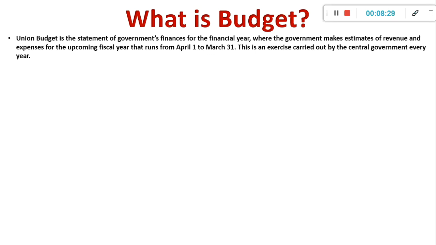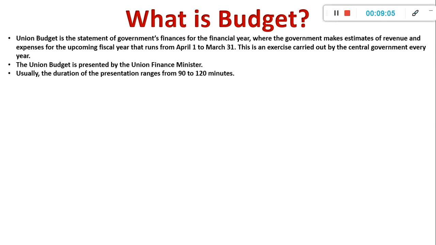Now, budget. The Union Budget is a statement of the government's finances for the financial year, where the government makes estimates of revenue and expenses for the upcoming financial year that runs from April 1 to March 31. This is an exercise carried out by the central government every year. States also have their own budget, but at different times of the year and according to their needs. But here, the central government's budget will come on February 1st, and it will have the upcoming fiscal year's estimates: this much revenue we'll get and this much expenses we'll be doing. That is called the budget.